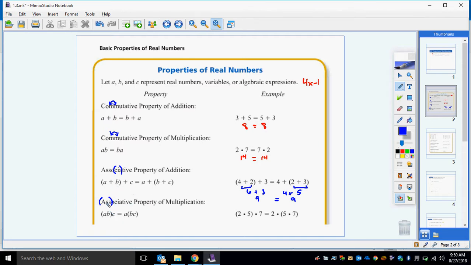So moving the parentheses on addition or multiplication, it doesn't change the answer at all. The same associative property works for multiplication. The grouping of parentheses is still going to result in equal.